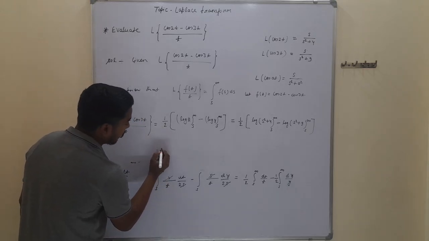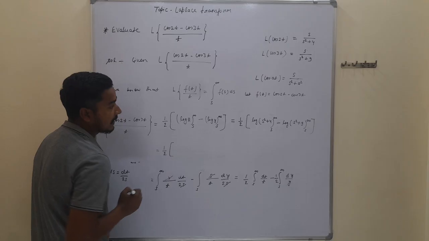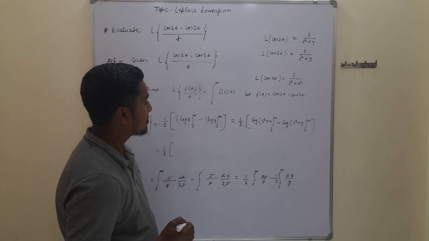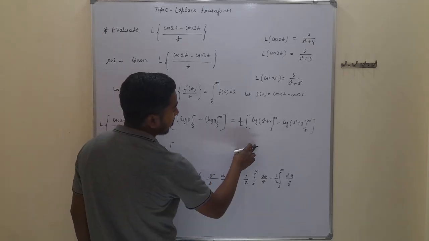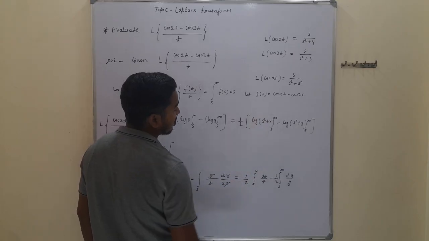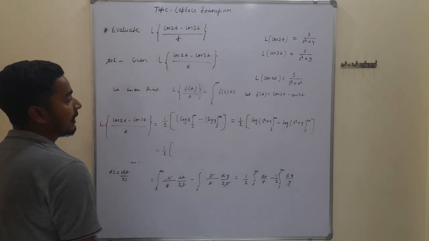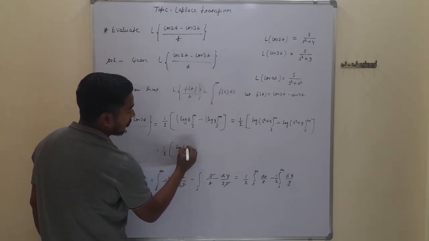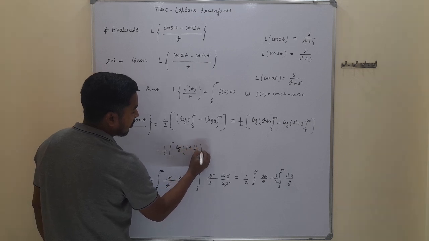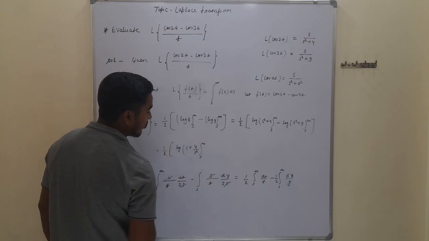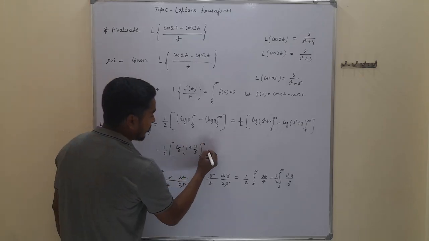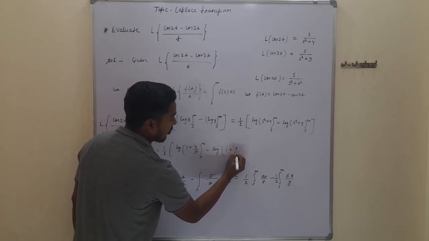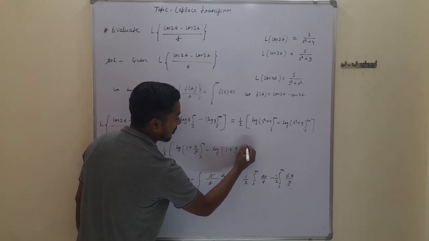Further we put the limit. This is given by 1 by 2 taken outside, and here from log of s square plus 4 we can also write this as log of 1 plus 4 upon s square, and the limit is s to infinity, and minus log of 1 plus 9 upon s square, and here the limit is s to infinity.